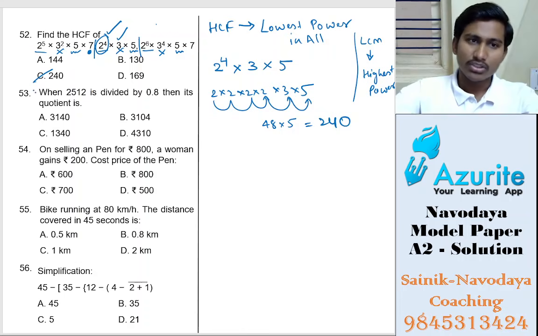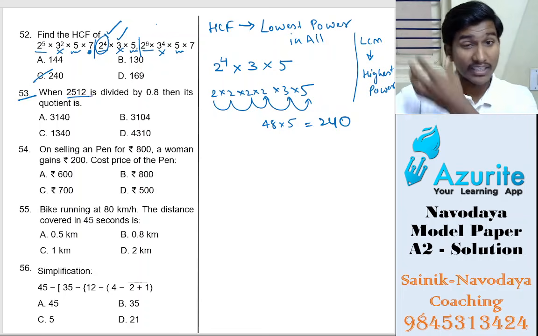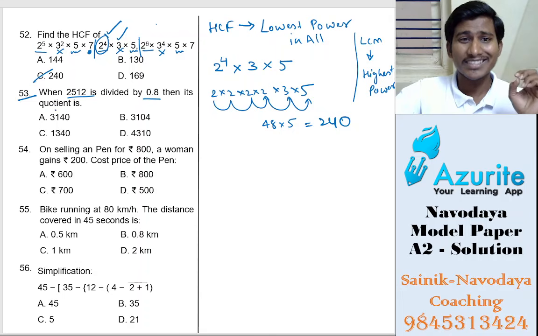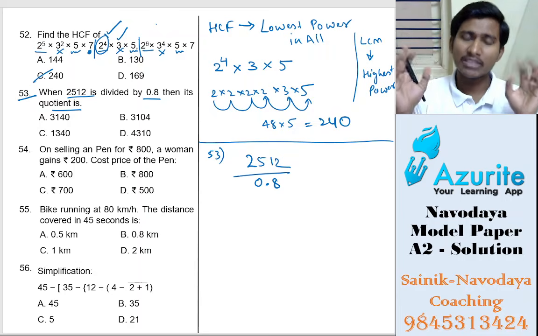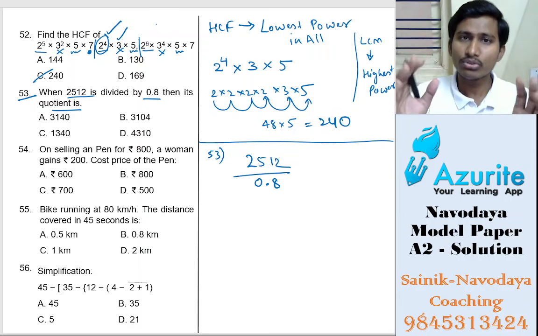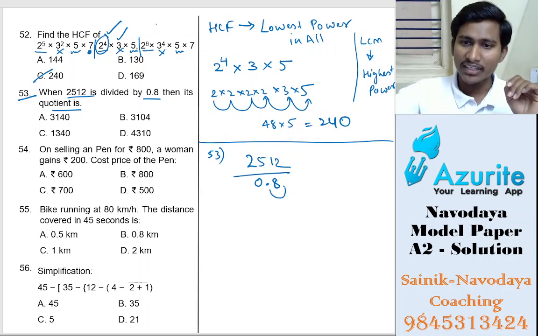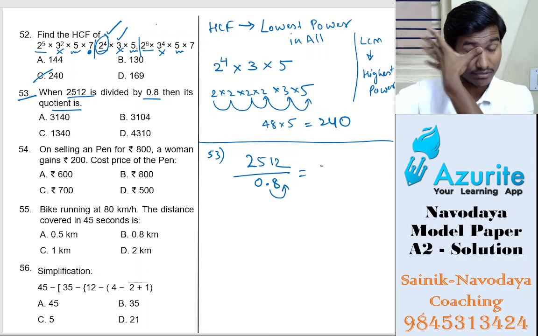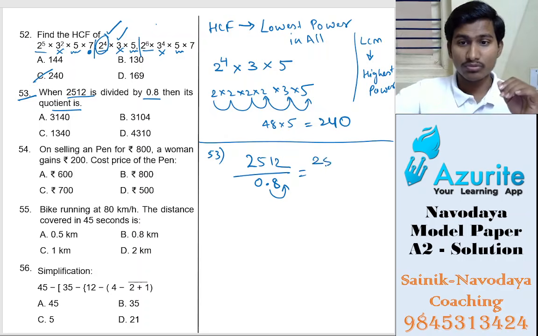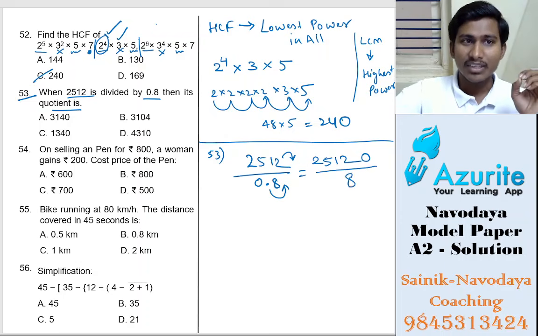Now question 53. What is 53? When 2512 is divided by 0.8, what is the quotient? So let us divide it. It is in decimal, right? So 2512 divided by 0.8. In the division of decimals, we know that we have to shift the point first. If you shift the point one time, there is no point in the numerator, so one extra 0 will come. So 25120 divided by 8.